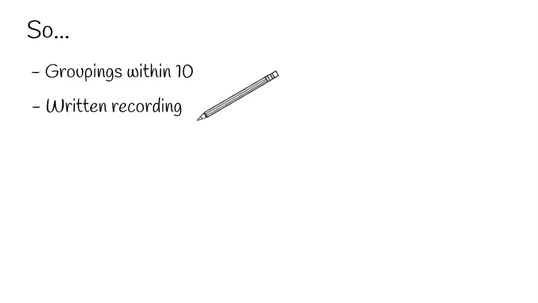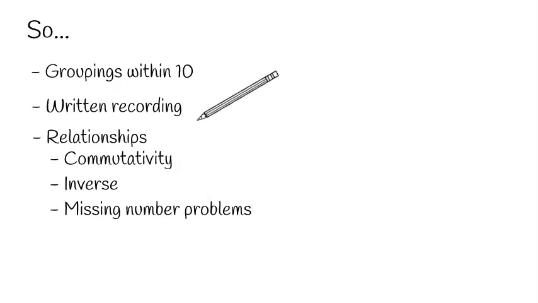So, pupils now have a better understanding of the different ways you can group items within 10. They've linked this to the written recording for this, and they're developing an understanding of the relationships between these numbers, including making sense of the commutative property, the relationships between addition and subtraction, and that one is the inverse of the other, as well as missing number problems.